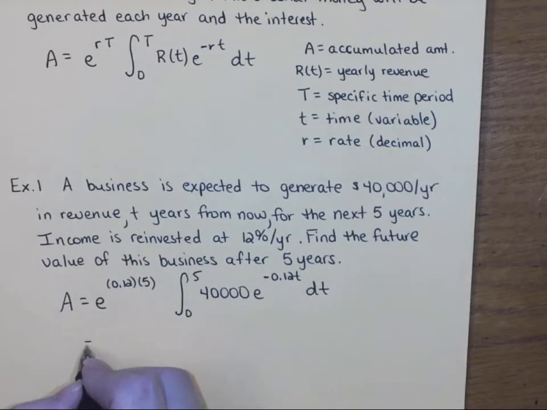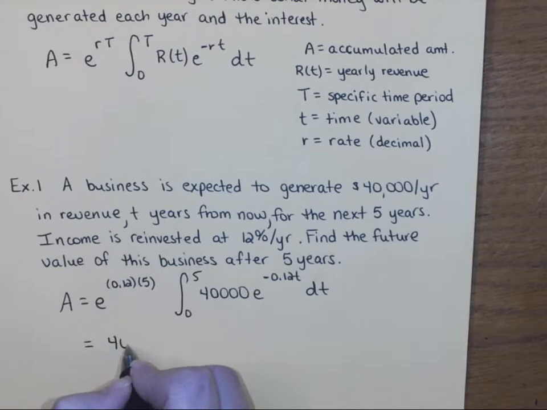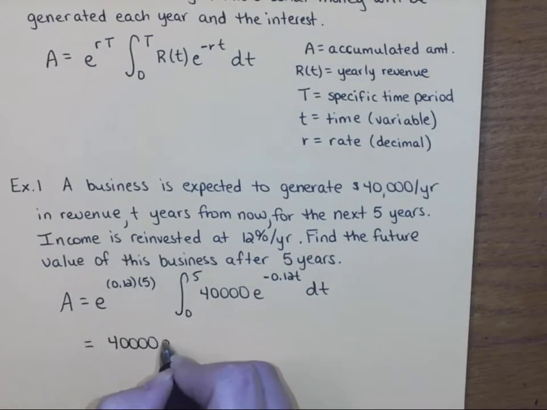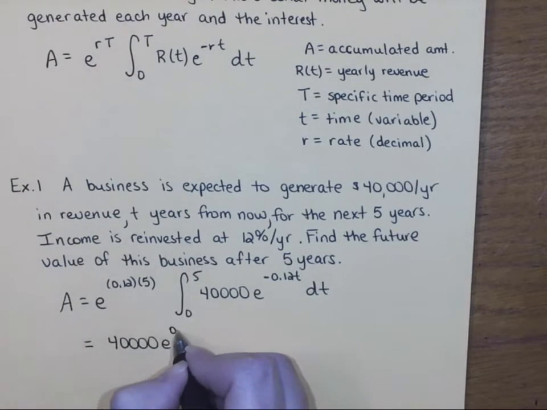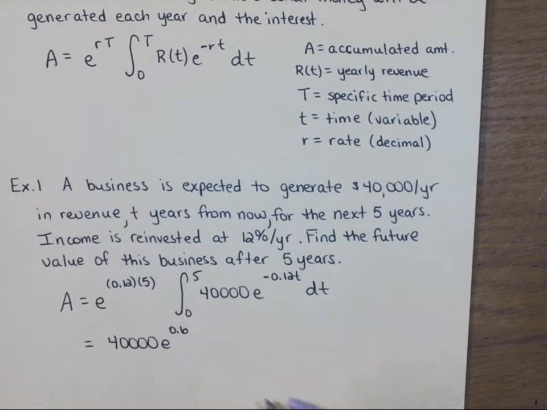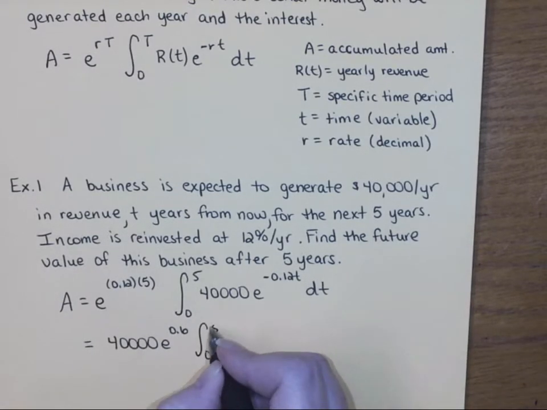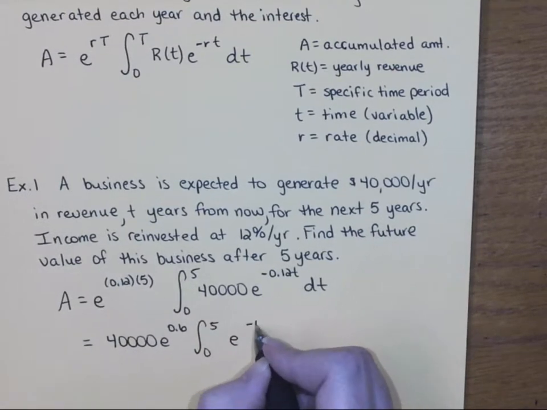Before I start, I'm going to move everything that's a constant to the front. So I'm going to move this 40,000, and then this will be e to the 0.6. In other words, I'm going to multiply those out. I haven't really done anything other than isolate what I had here.